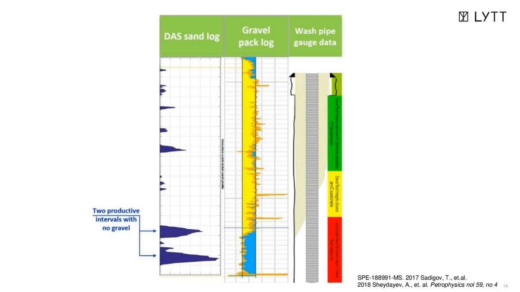Because this well had a fiber installed, we wanted to look at the sand log and compare it to the gravel pack. And what's very obvious here is that we see very good correlation between what the sand log shows as sand entries and what the gravel pack log shows as an ineffective or incomplete gravel pack.